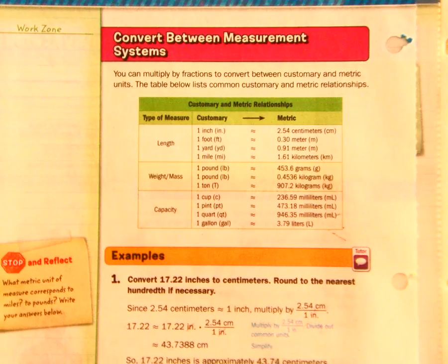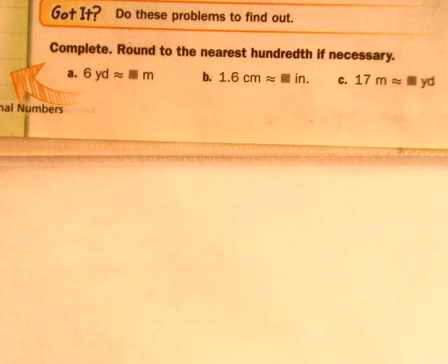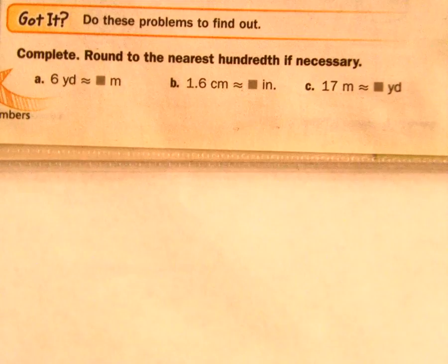We're used to going from customary to customary or metric to metric. Now we're going to go in between the systems. So let's go down and try an example. If we look at example A, our directions say complete, round to the nearest hundredth if necessary. Remember, the hundredth is 2 places after the decimal point. So the first one we have, 6 yards is about how many meters?